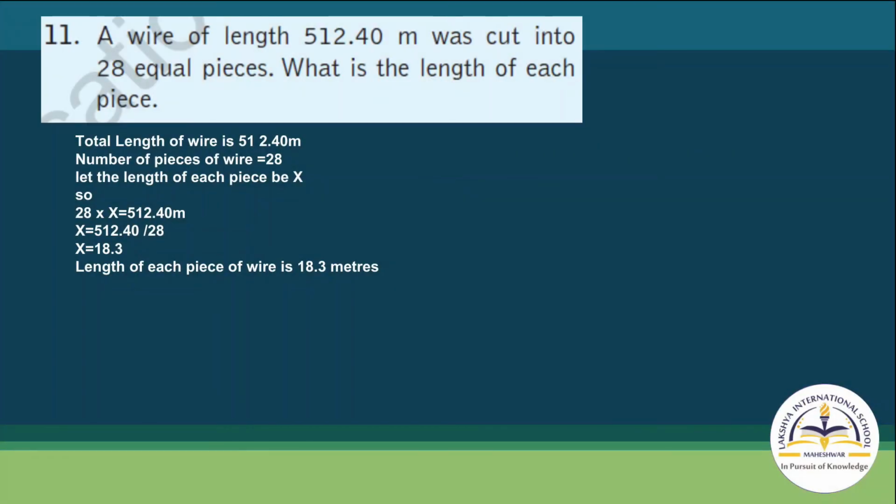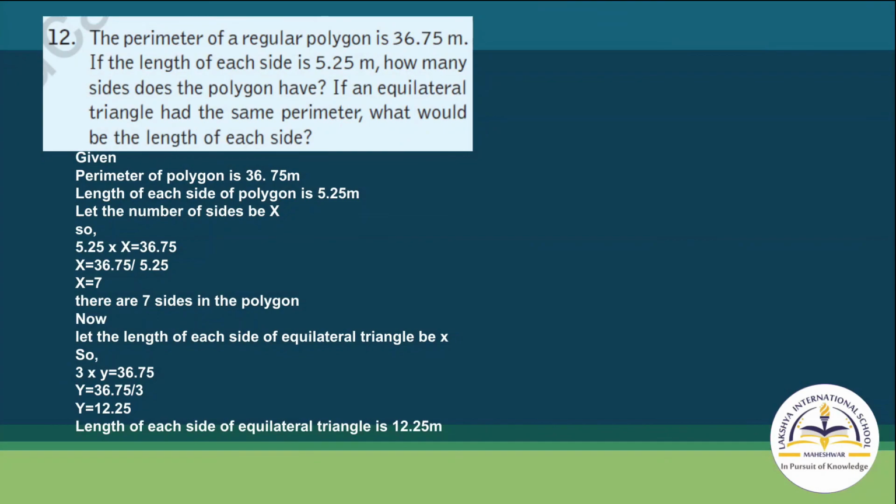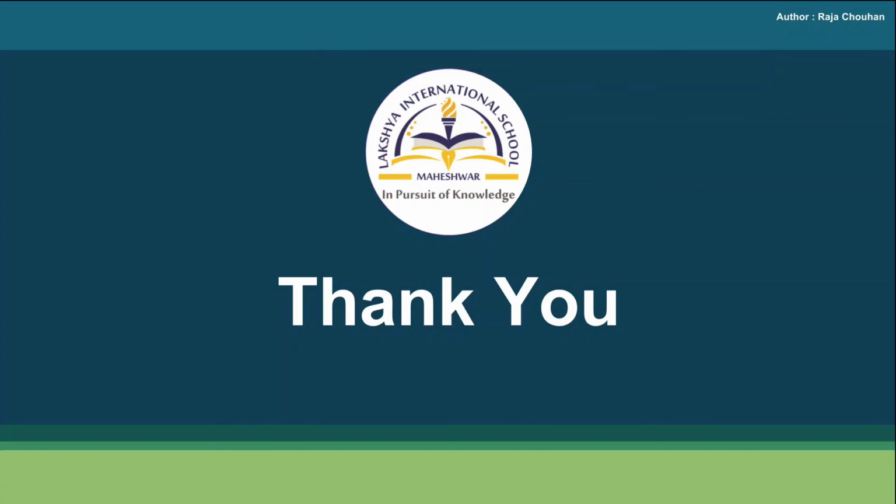Now question number 11, a wire of length 512.40 meter was cut into 28 equal pieces. What is the length of each piece? So the total length is given, and the number of pieces of wire is also given. Now we have to calculate the length. So 28 multiplied by x equals 512.40 meter. So you just have to divide 512.40 by 28. You will get your answer, that is 18.3. In the same manner you have to solve question number 12.